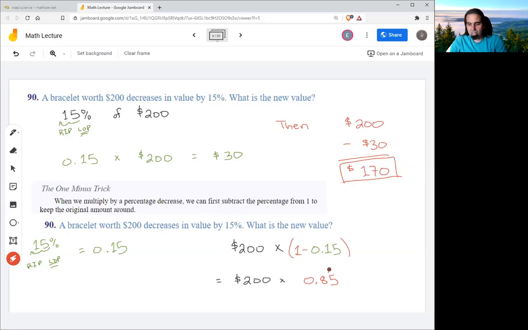0.85. What it's saying is that if 15% of the value went away, 85% of the value is left, because it has to add up to 100%, and 100 minus 15% is 85%. 1 minus 0.15 is 0.85. This one is now like 100%. So 85% remains. And if I did that multiplication, then yes, I would get my 170 right away.